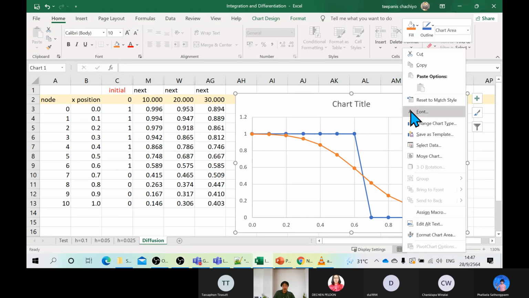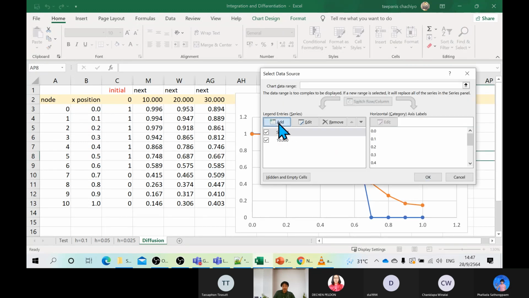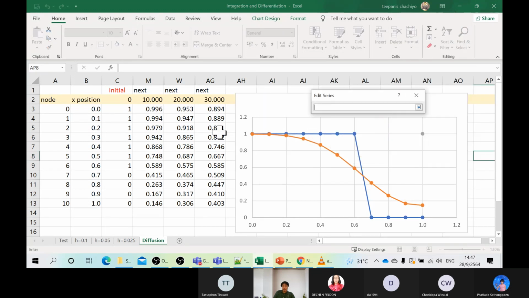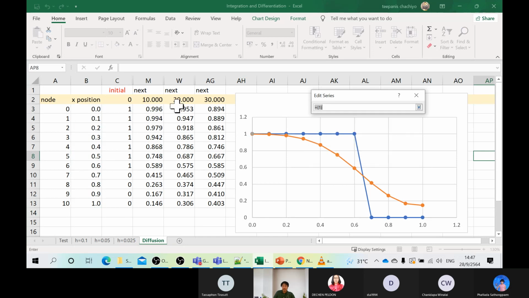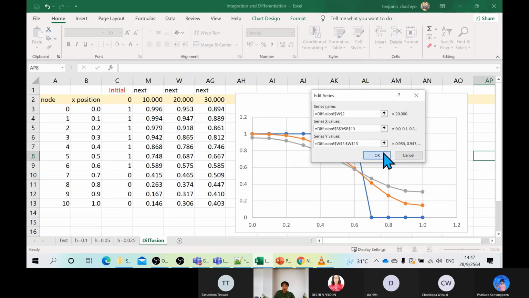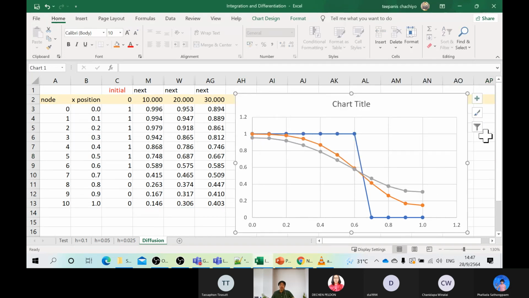Let's go to the next graph. I add more data, click add, and then select the name. Let's say number 20, and then I choose the X range as before. I click OK, and then I choose at the end the value of the vertical axis. Here you go. It gets closer and closer to the equilibrium.